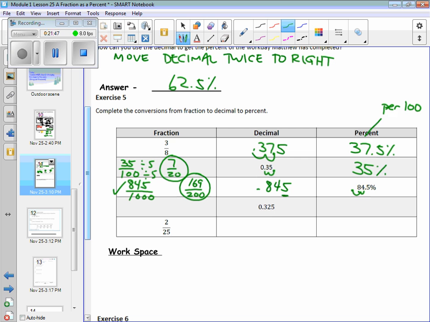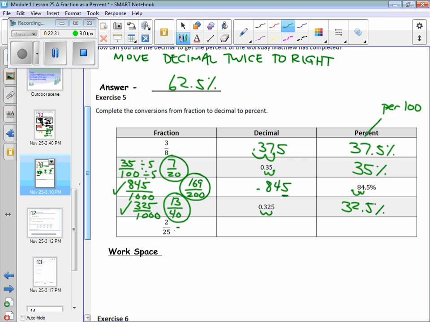For 0.325, we're going to move the decimal twice to the right, drop the rock, you get 32.5%. And then following the same procedure as you did for 84.5, it becomes 325 over 1,000. Both numerator and denominator are divisible by 25. If you wanted to reduce it, it would simplify as 13 over 40. And that's in simplest form. However, once again, 325 over 1,000 would be perfectly acceptable.